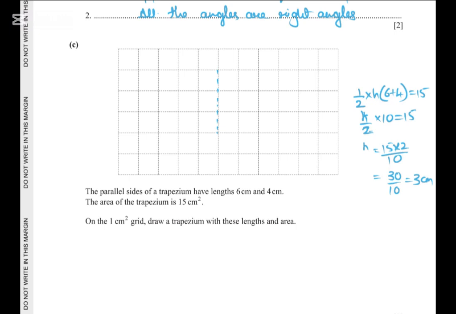So let me draw a 6 centimeter line first, and then a 4 centimeter line. Then join them like this. So this is the trapezium which we need.